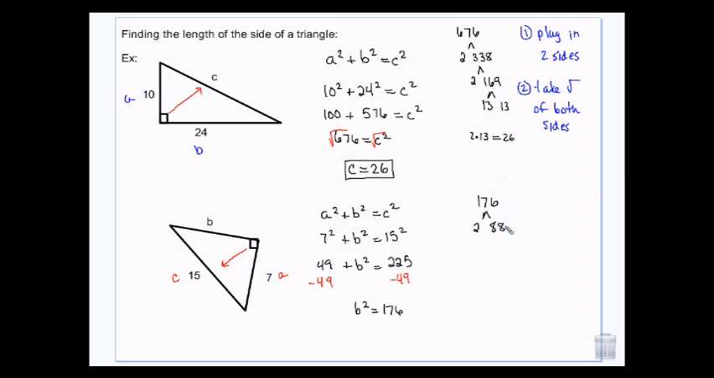How do you know if it's 22? So 2 times 88, and that's 2 times 44, which is 2 times 22, which is 2 times 11. And I have 2 pairs of 2s. So B is equal to 2 times 2, one for each pair, and that square root of 11 stays behind. So it is equal to 4 times the square root of 11.